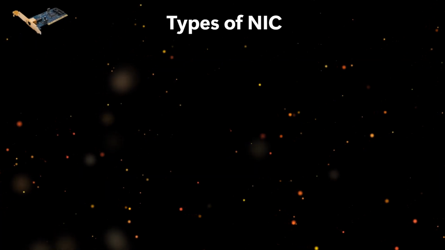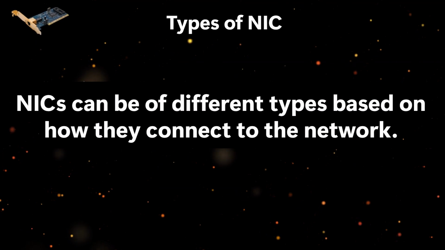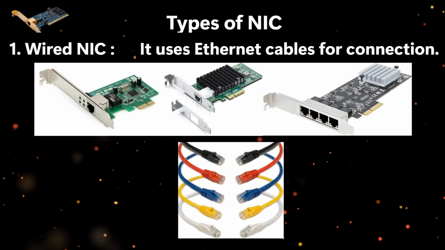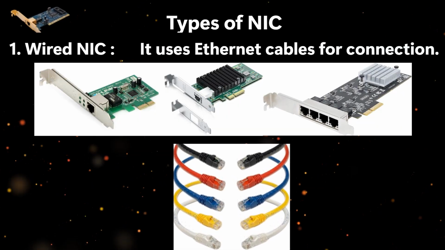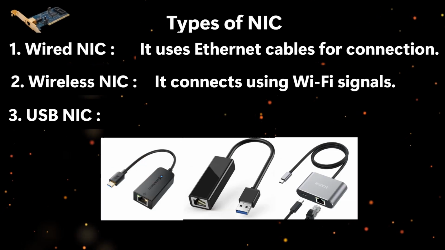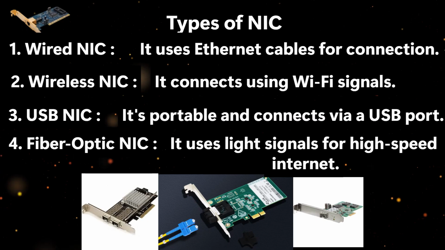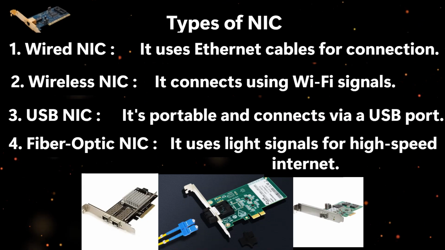Let's see the types of NIC. NICs can be of different types based on how they connect to the network. Wired NIC uses Ethernet cables for connection. Wireless NIC connects using Wi-Fi signals. USB NIC, portable and connects via a USB port. Fiber optic NIC uses light signals for high-speed internet.